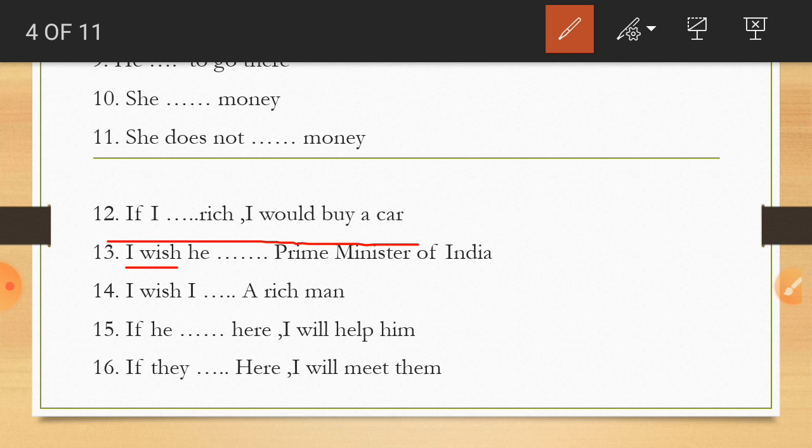Similarly, 13th one, I wish he dash prime minister of India. So I wish he were. Okay.